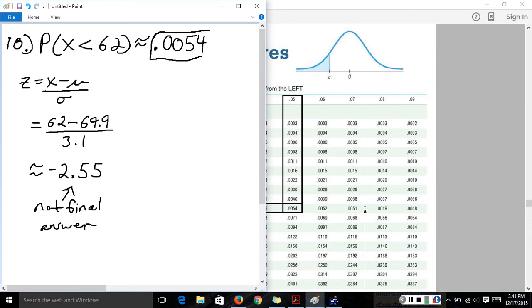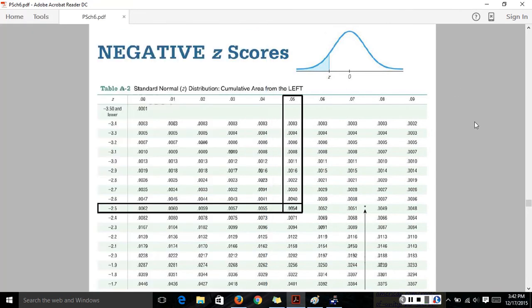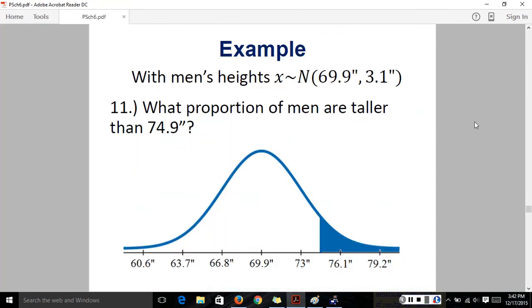So I convert to a z-score, and that helps me find my probability using the table just like I have before. Let's do another example.